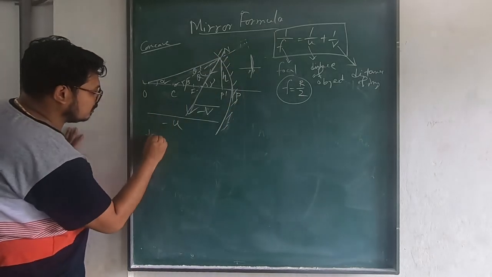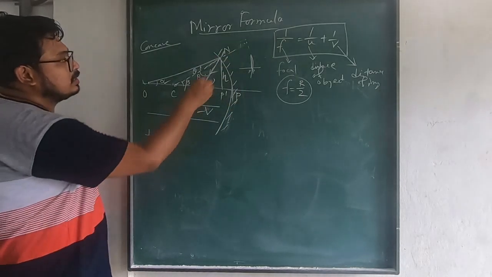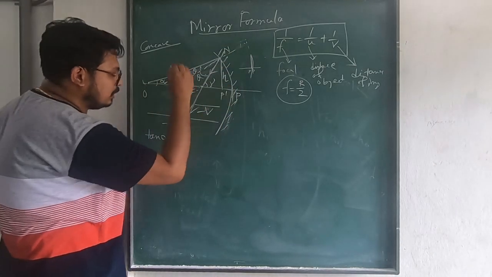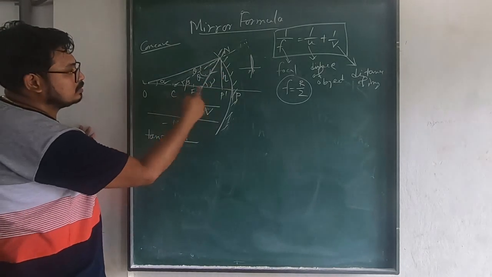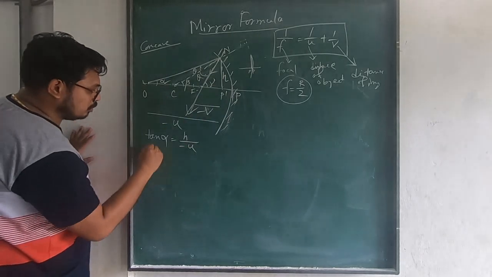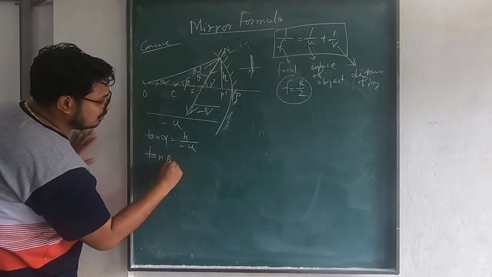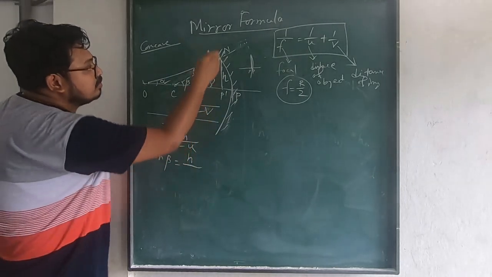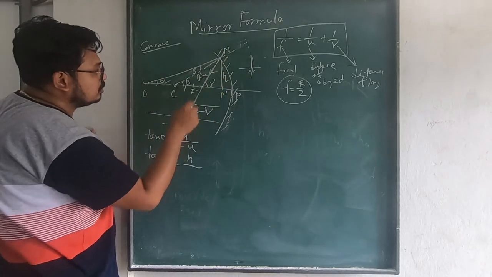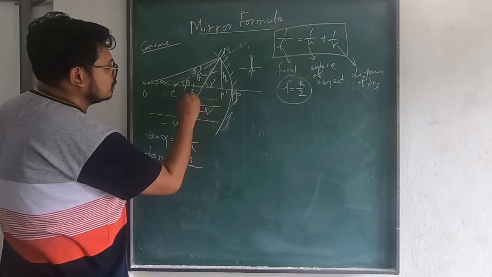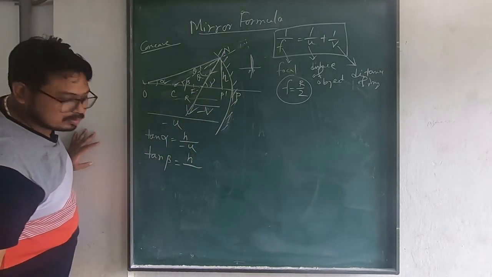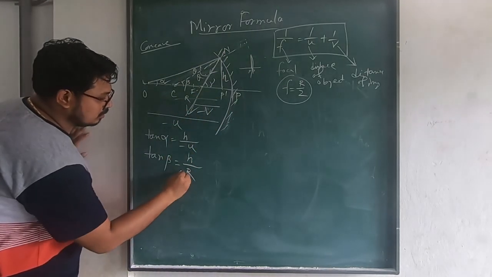Now see here, if you consider this triangle, what is your tan alpha? Tan alpha is perpendicular by base. That means your perpendicular is how much? H. What is your base? Base is minus u. In the same way you can find tan beta, h by, if I consider this one as h, what is tan beta? This one is r, the radius of curvature.